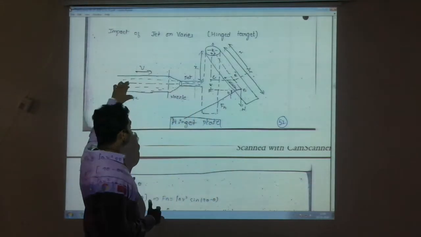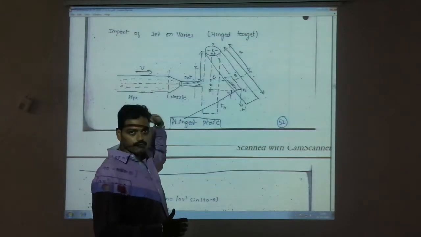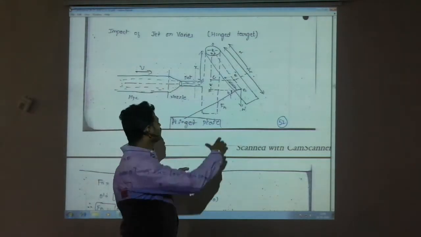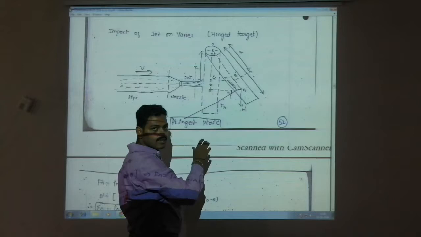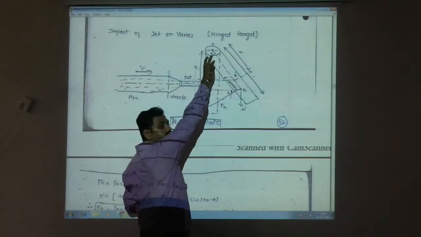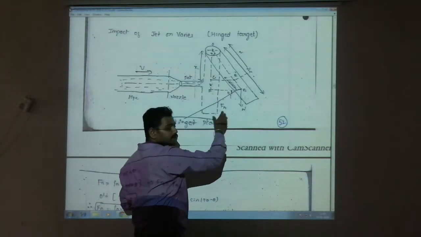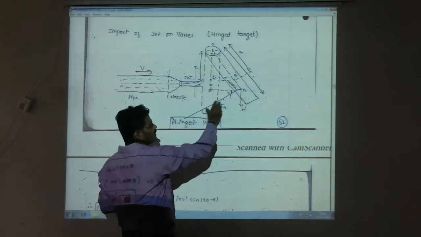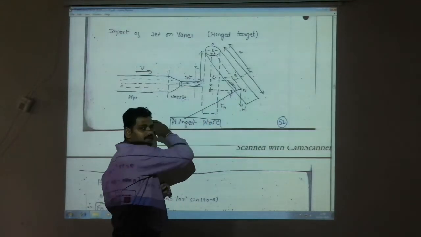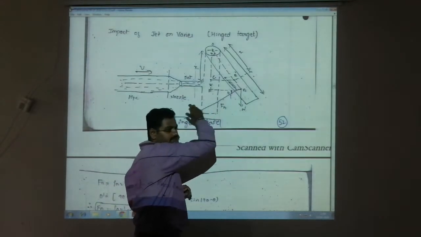We can see that there is a pipe, a nozzle and a jet of water which is coming out from the pipe. Here there is a plate. The upper end of the plate is fixed and the bottom end of the plate is moving. It is completely free. If anything touches it, it will move.